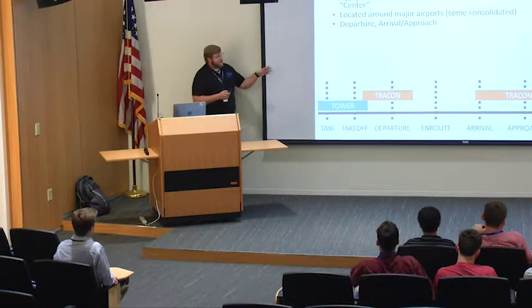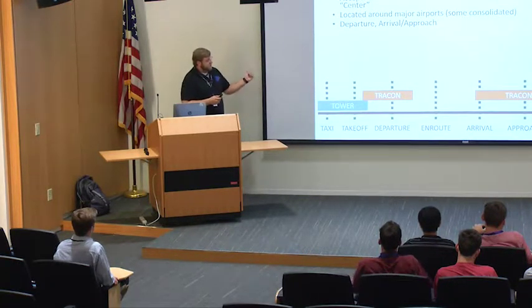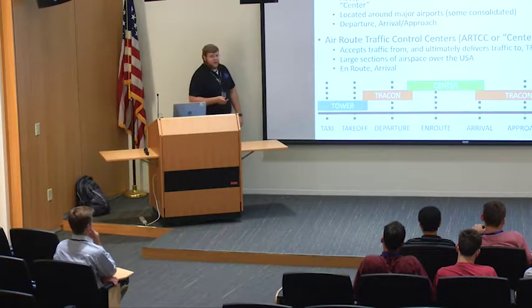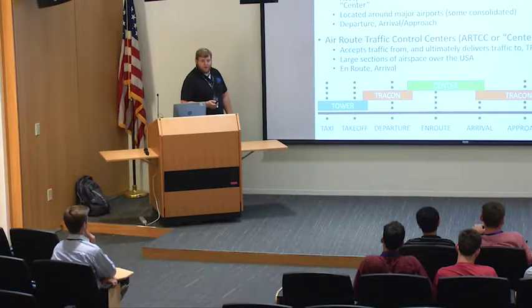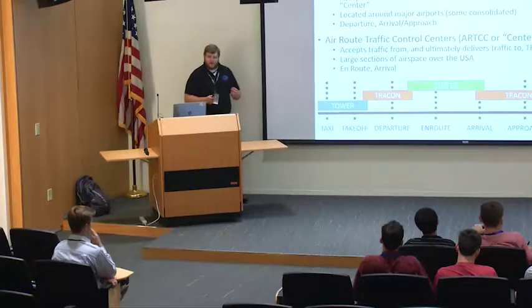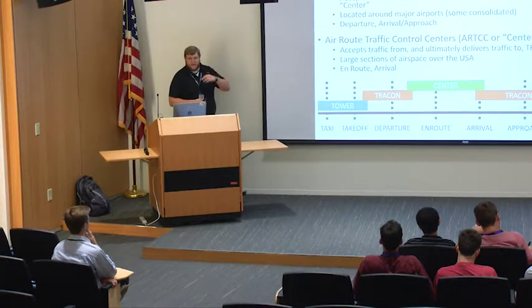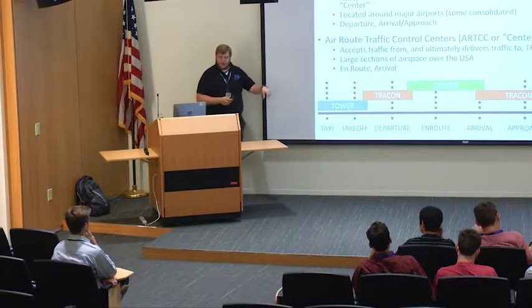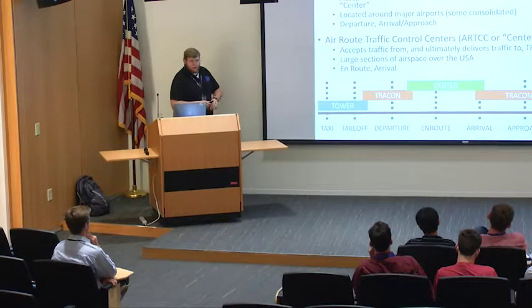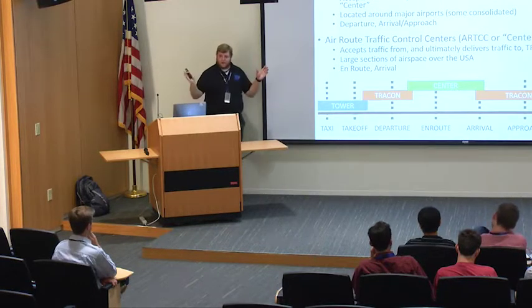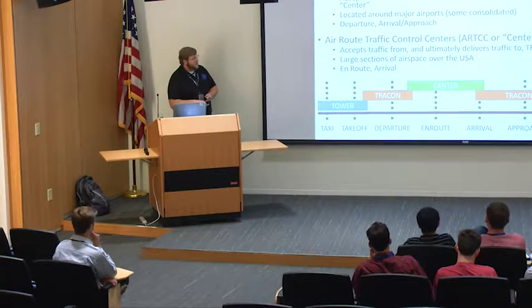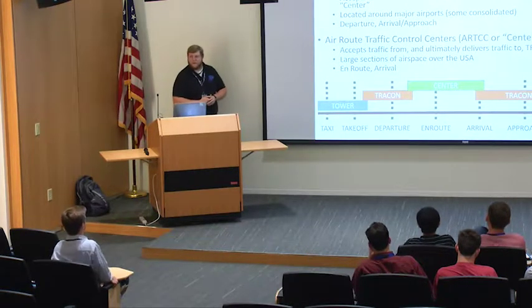And again, if you break it down by phase of flight, they're really responsible for the departure and the arrival and approach. So finally, remember that Airways Traffic Control Center? That morphed into what's known as the Air Route Traffic Control Center, or simply put, the center. And they're responsible for accepting traffic from and delivering traffic to a TRACON facility. These are large sections of airspace over the entire United States and even oceanic. And they're mainly responsible for en route and the early part of the arrival phase of the aircraft.